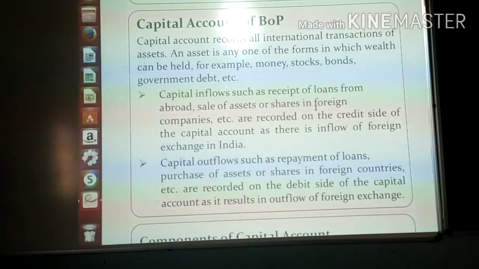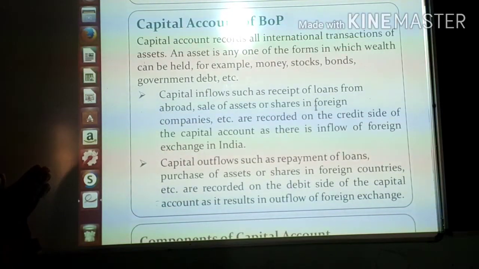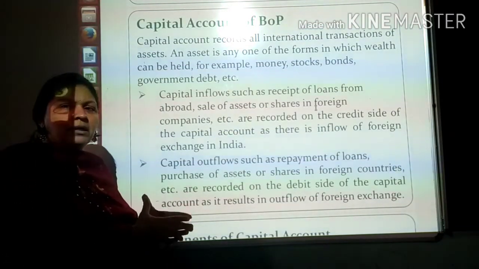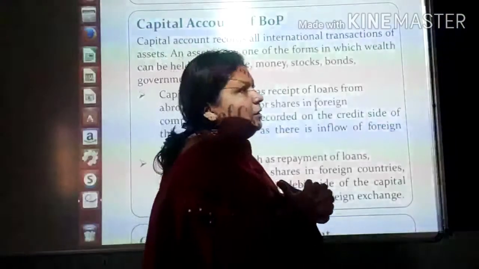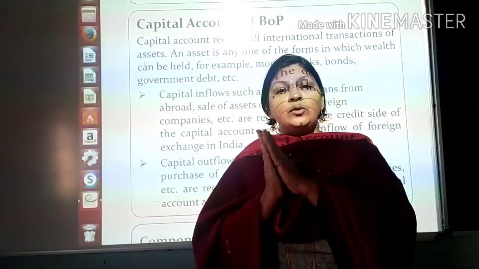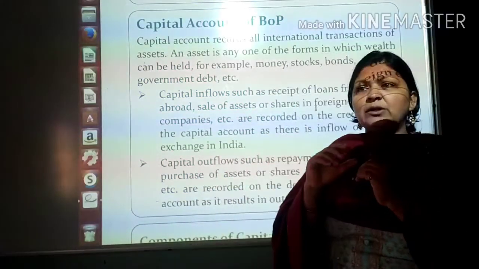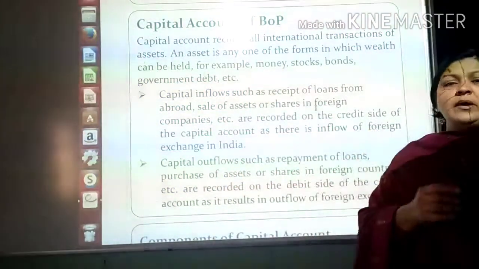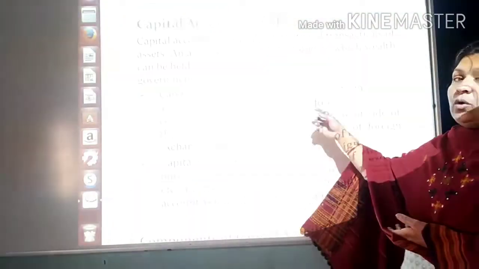Now our next topic, now current is over. Now we move on to the capital account of BOP. Already we had seen we have two accounts, capital account and current account, and two sides, debit side as well as credit side. So the point is that when we are talking about the visible items, invisible items, that is called the current account. But when we are talking about assets, in the form of assets, we consider it as the capital account.